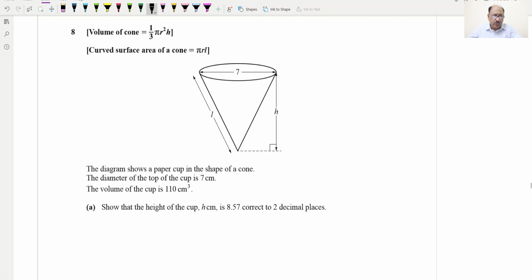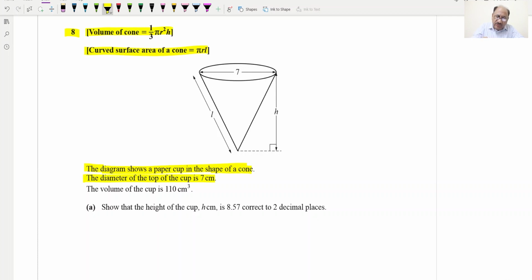Now this is question number 8. In question number 8, they have provided the volume formula and the curved surface area of the cone formula. The diagram shows a paper cup in the shape of a cone. The diameter of the top of the cup is 7 centimeters.